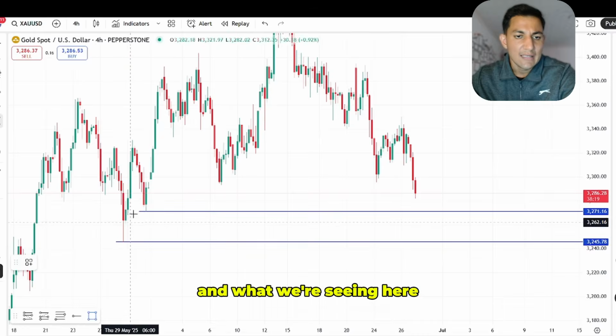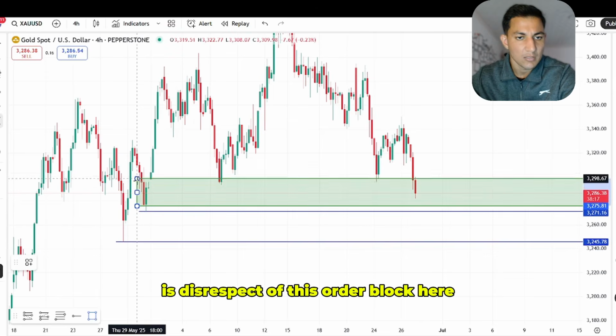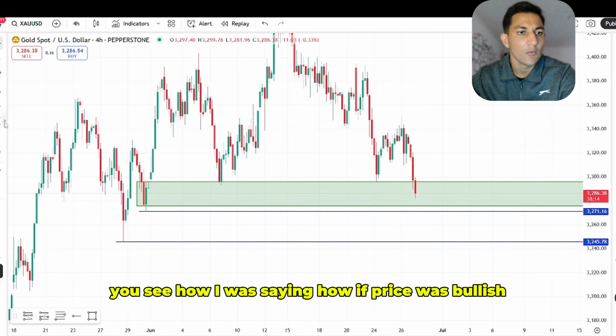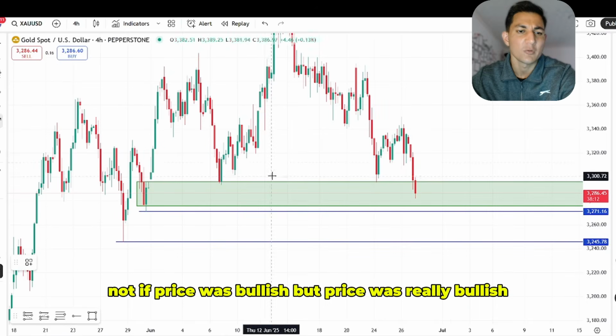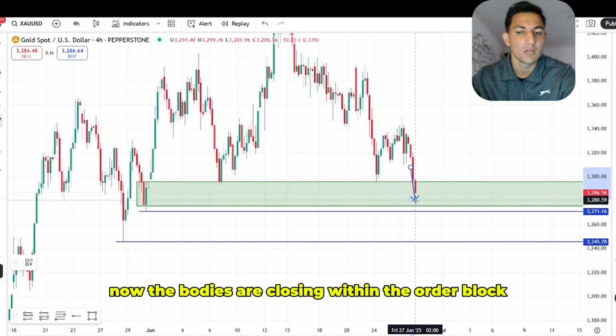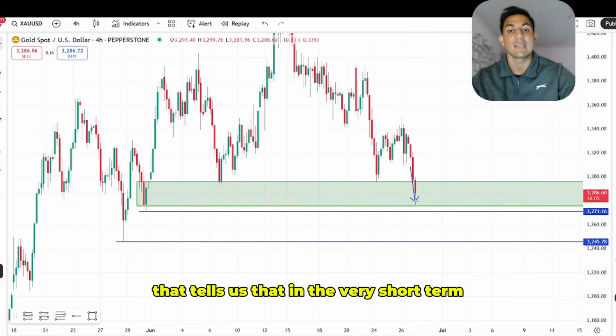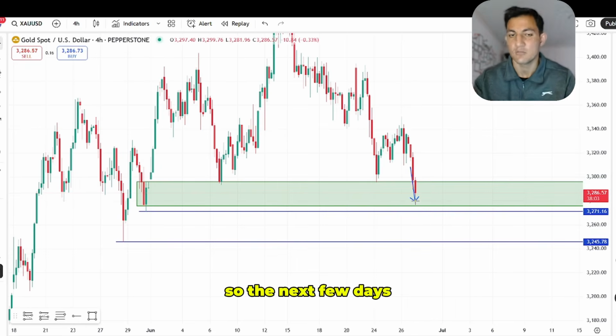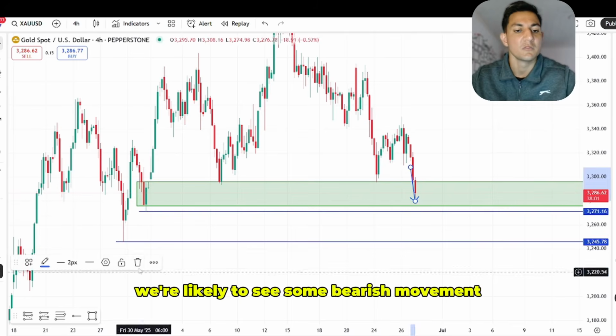What we're seeing here is disrespect of this order block here. So let me mark it out. You see how I was saying price was really bullish because it tapped the wick and went straight off. Now the bodies are closing within the order block. That tells us that in the very short term, so the next few days, we're likely to see some bearish movement, which makes sense, right?